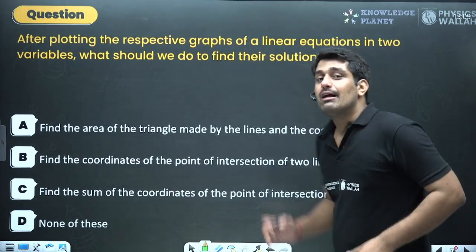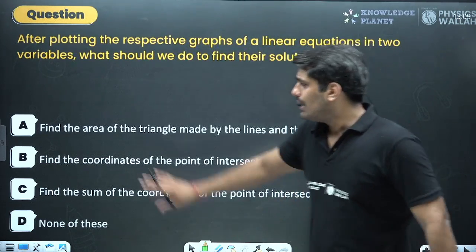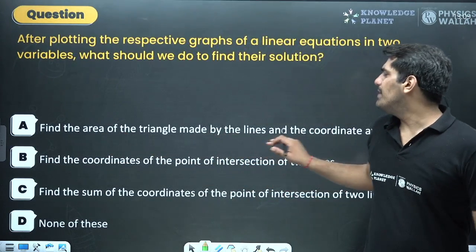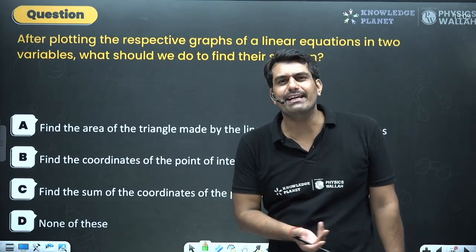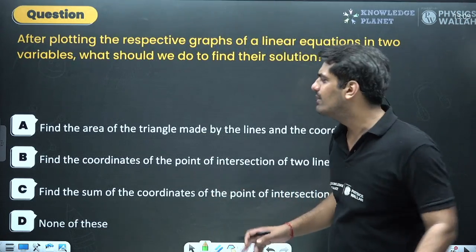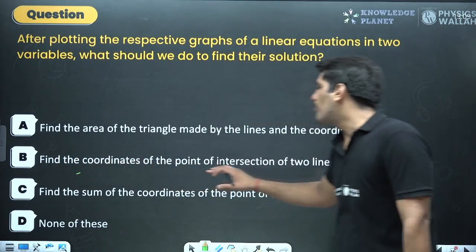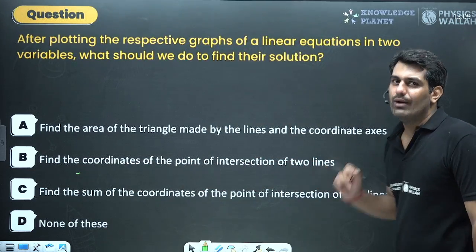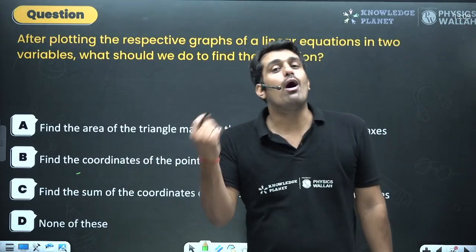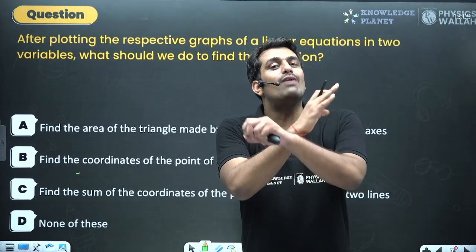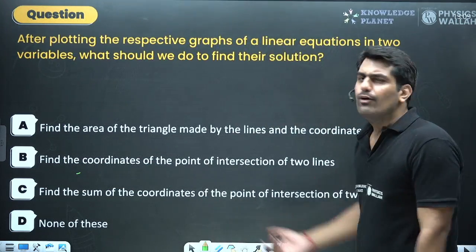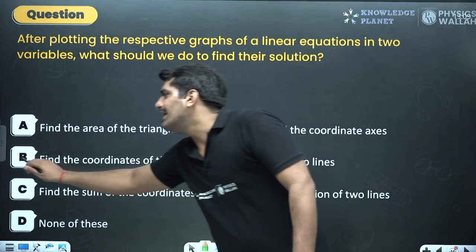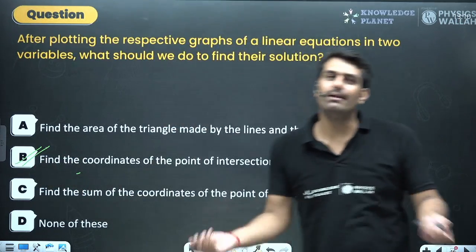I hope you have got your correct answer. Find the area of the triangle made by the lines in the coordinate axes. This is out of the syllabus. We haven't found any area using the plotting. This was not there. Find the coordinates of the point of intersection of two lines. Basically they are saying you need to find the coordinates of the point where the two lines are intersecting. Yes, this we have done. So we don't need to go forward. This will be our correct option, right? Option B is the correct one.